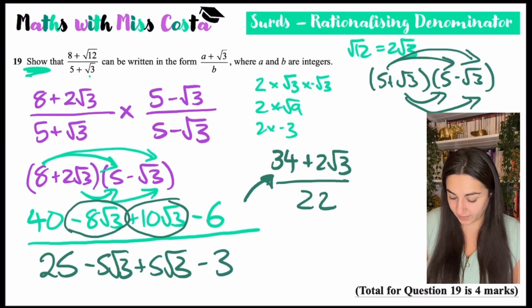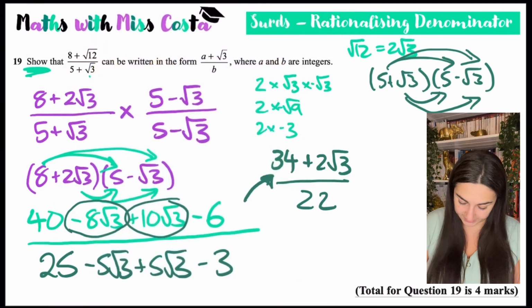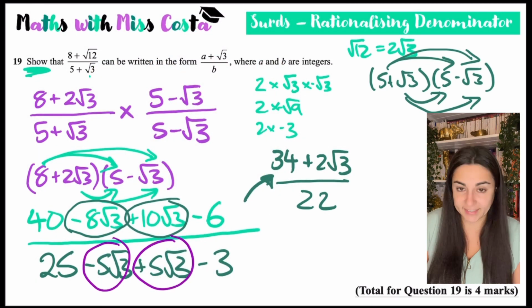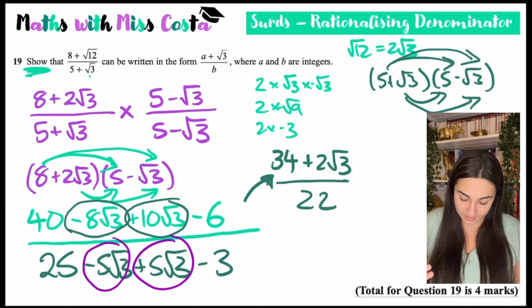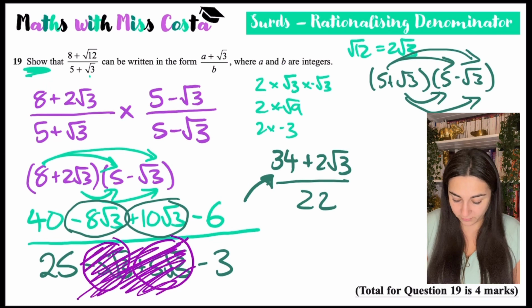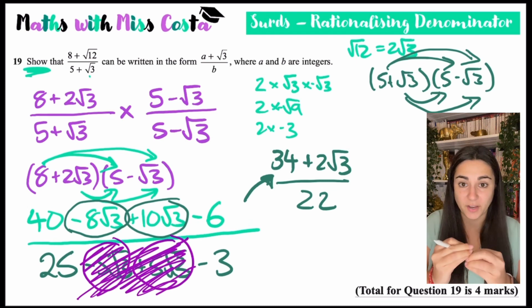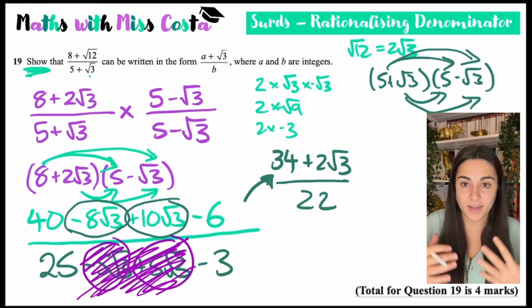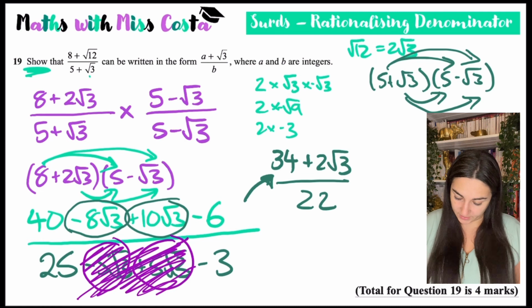over 22. Now, can you see, this is why we do the rationalising surd, because this and this cancel out. It's going to be the same thing. A minus and a plus cancel out. So that's why we do it. That's the whole point of rationalising the surd, because you cancel out the two middle terms and you're just left with an integer as your denominator. So there we go. That's that. We've shown how it can be written in the form a plus something root 3 over 22.